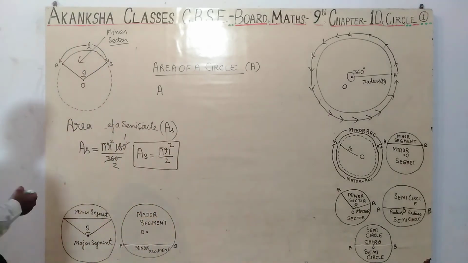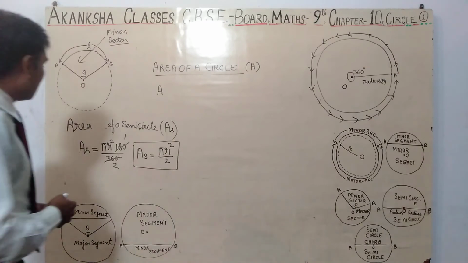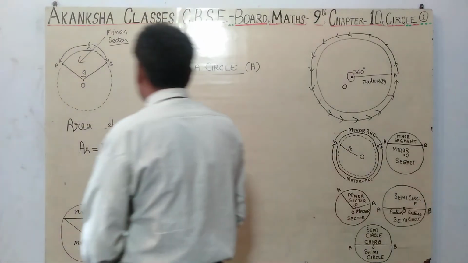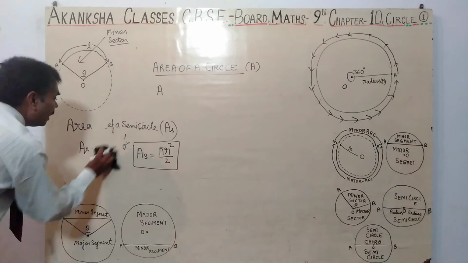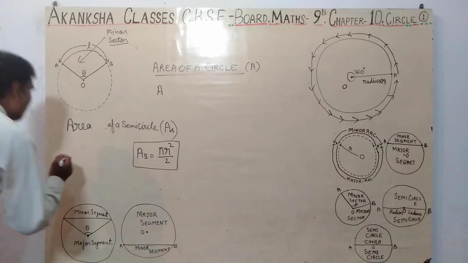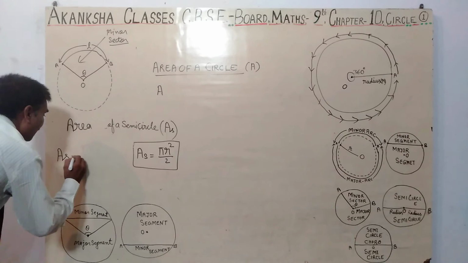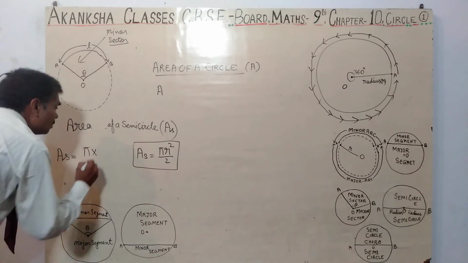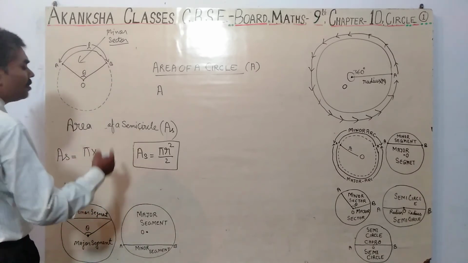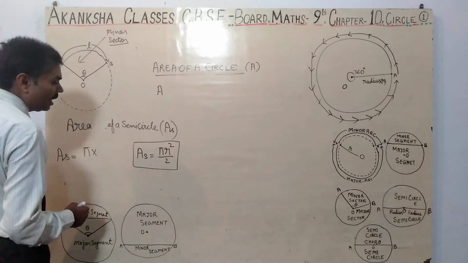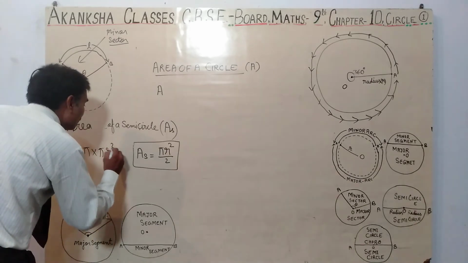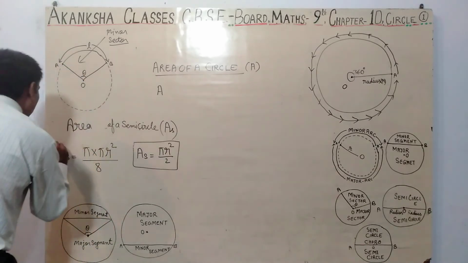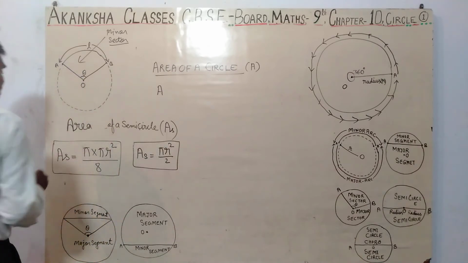But if we want to represent the same in terms of diameter, we will have to double the radius. This means r equals d by 2. Area of a semicircle equals pi into r square, meaning d by 2 square, that will get d square by 4, and 4 twos are 8, so pi d square by 8. Friends, I hope all of you are understanding completely.